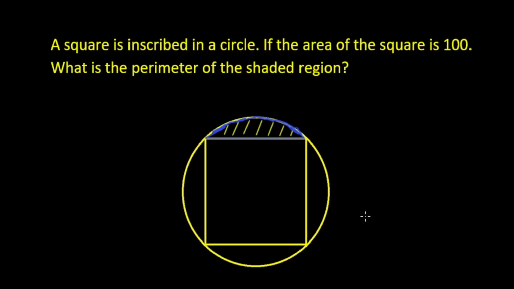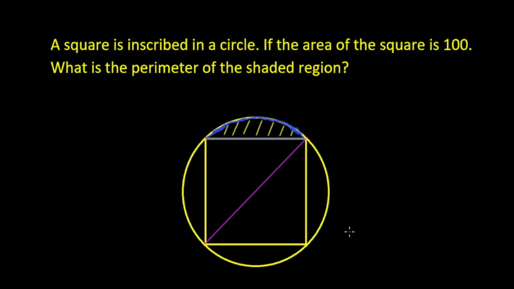Now, if I draw a diagonal line inside the square like this, connecting two corners of the square, is this diagonal line also the diameter of this circle here? This is very important. We need to know this.